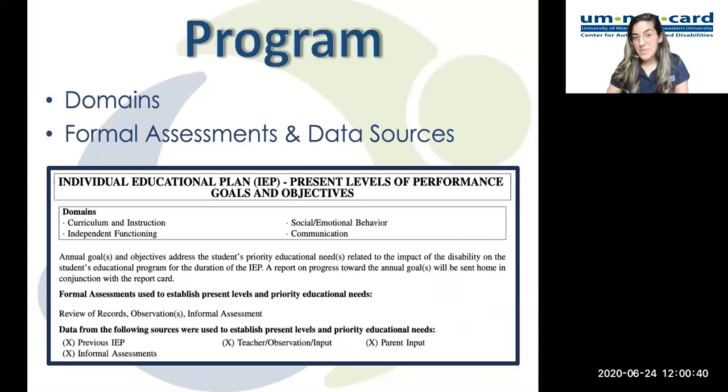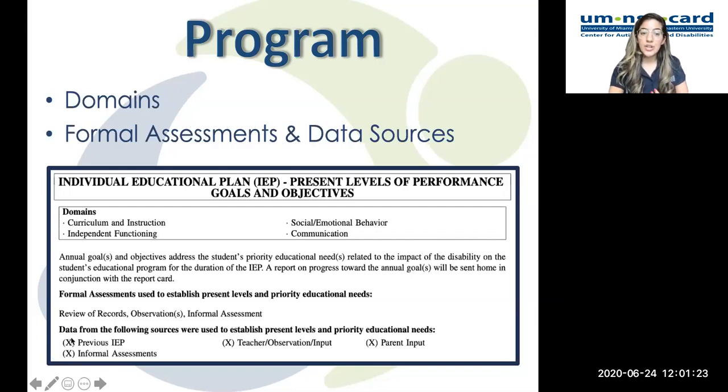And then we get into the meat of the IEP and the actual program. So we have the domains, we have formal assessments and data sources. There are 4 domains: curriculum and instruction, independent functioning, social emotional behavior, and communication. Here it explains what the annual goals and objectives are, how or what formal assessments were used to establish the present level of performance. In most cases, it's a lot of review of records, so reviewing past IEPs, reviewing past test scores, observations from therapists, from teachers, and informal assessments.